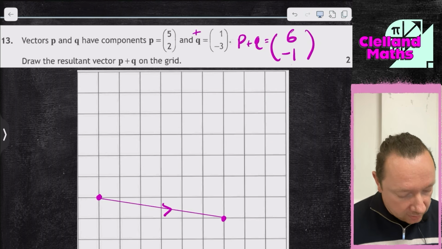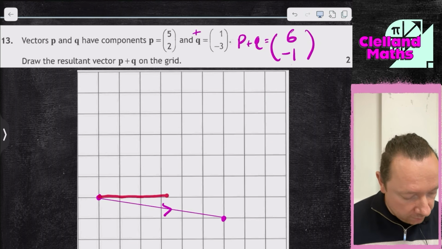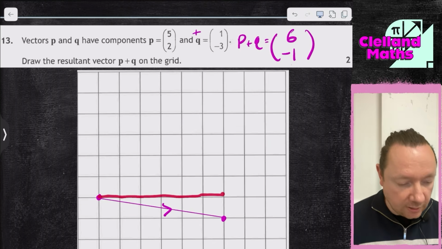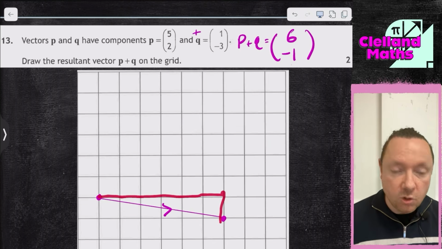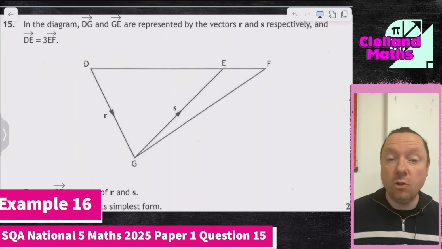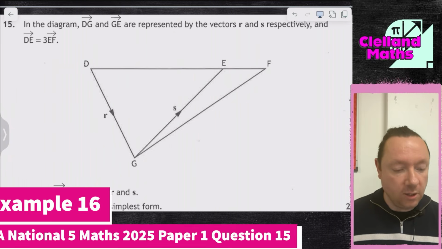Let's just double check that. Starting here, 1, 2, 3, 4, 5, 6. 6 to the right, and then down 1. So we're done there. SQA National 5 Maths 2025, Paper 2, Question 15.